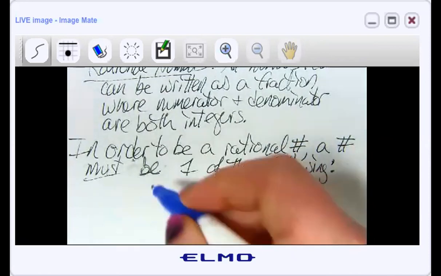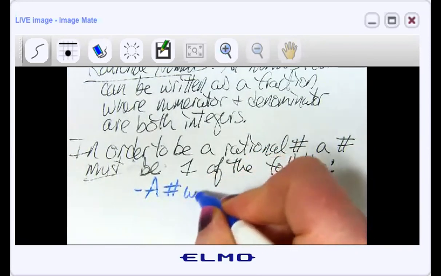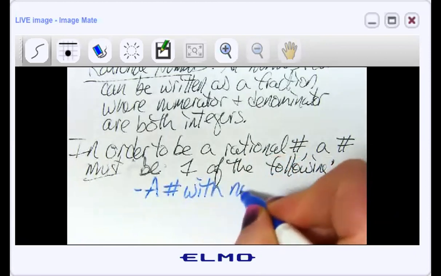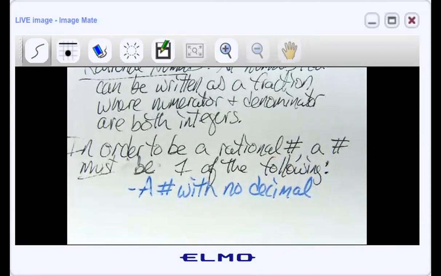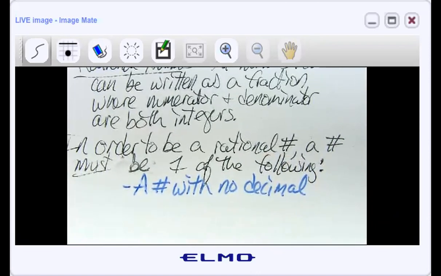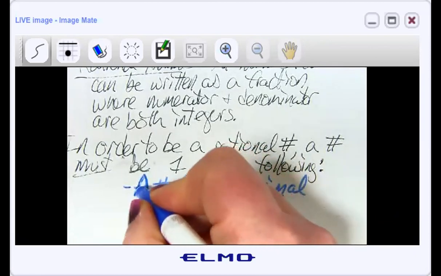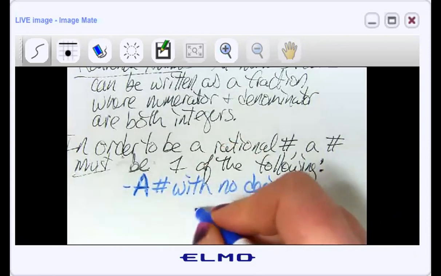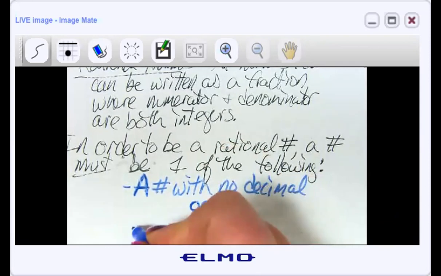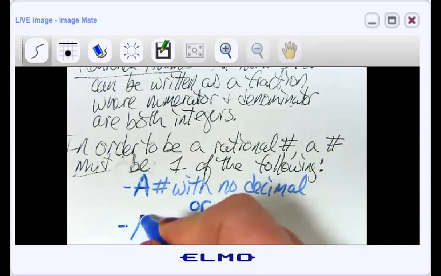The first thing it could be is a number with no decimal. So I'm talking like 17, 49, 102, negative 70. All these numbers have no decimals. They're automatically rational. Okay, so that's an option. Or it could be a decimal that ends.